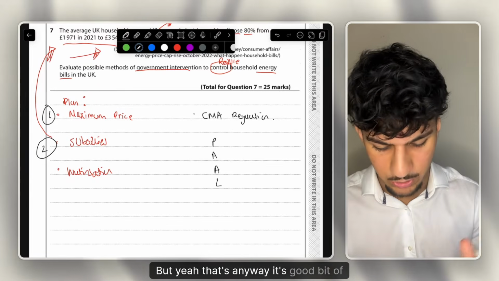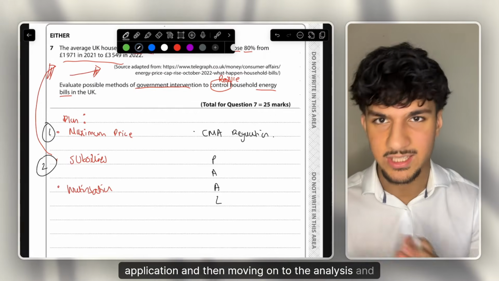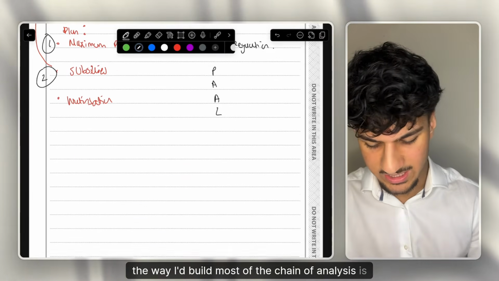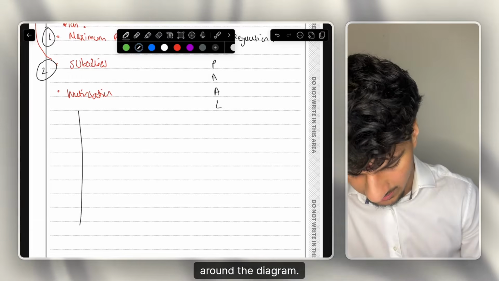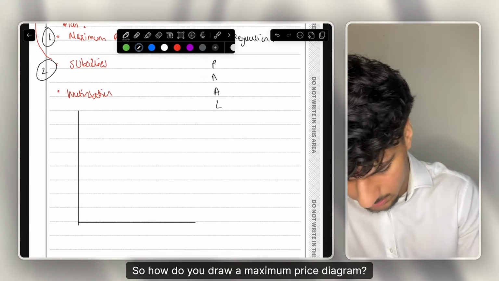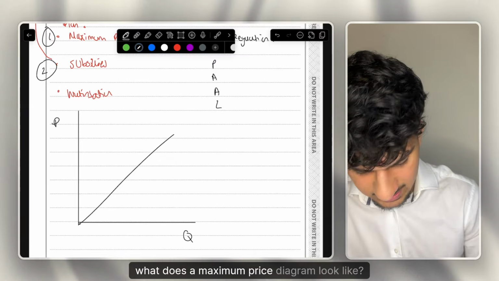But yeah, anyway, it's a good bit of application. And then moving on to the analysis. The way I'd build most of the chain of analysis is, of course, around the diagram. So how do you draw a maximum price diagram? So price, quantity, what does a maximum price diagram look like?